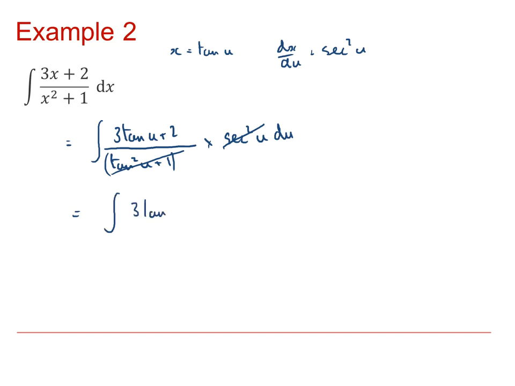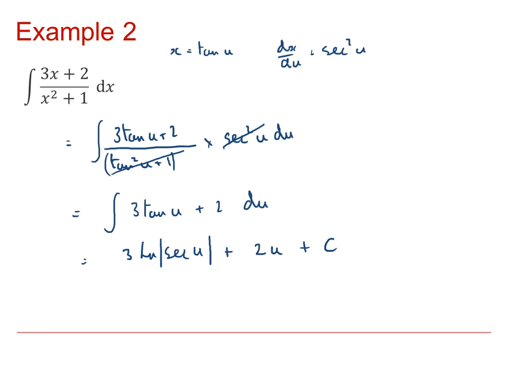Now both of these are then very straightforward, because the integral of tan u is log sec u. So we get here 3 natural log of sec u, and then plus 2u, and of course plus a constant of integration. Now what we need to do is to look at the function of u here and change it back into a function of x.